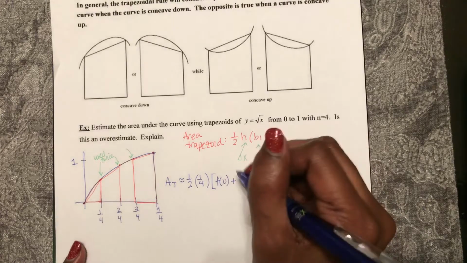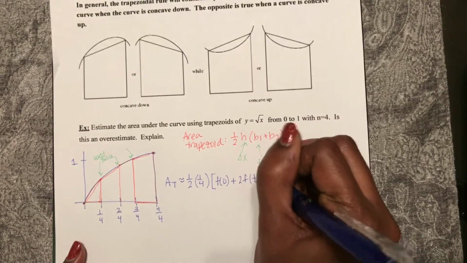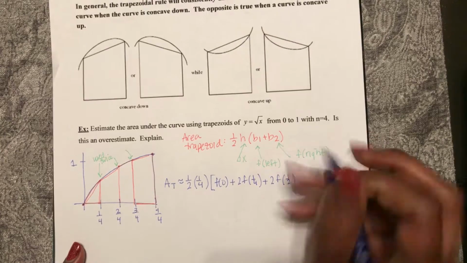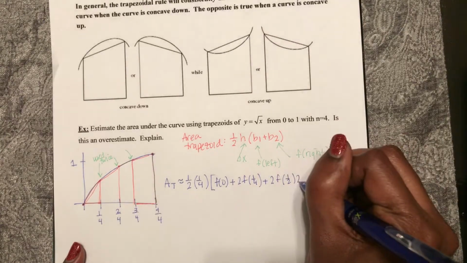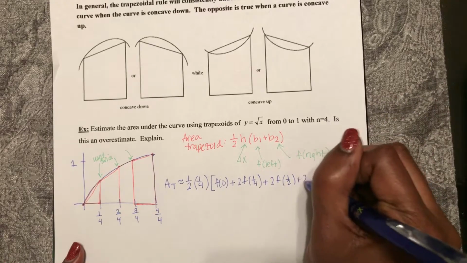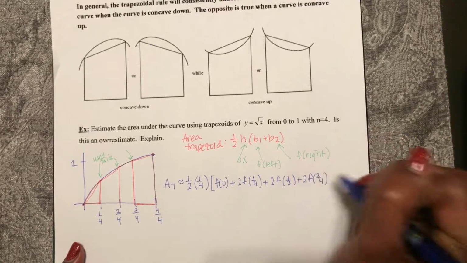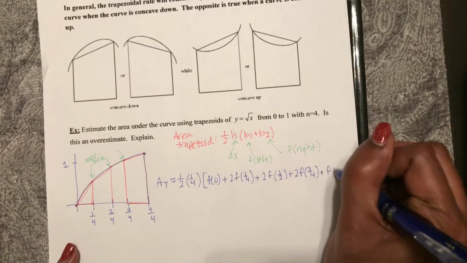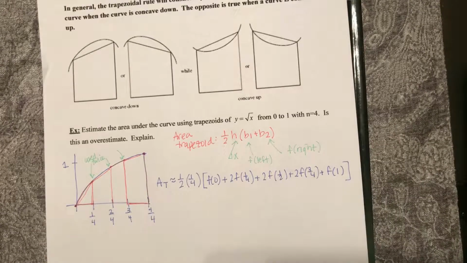So I know I'm going to have 2 f of 1/4. I'm going to have 2 f of 1/2. I'm going to have 2 f of 3/4. And then now this side is only used in one trapezoid, so it's only going to be there once.